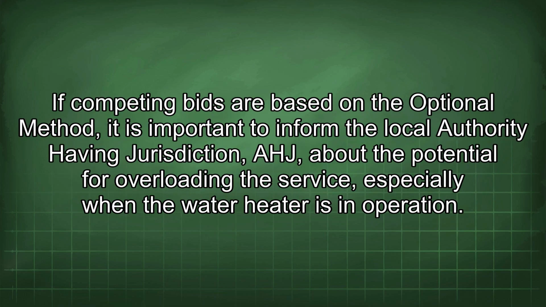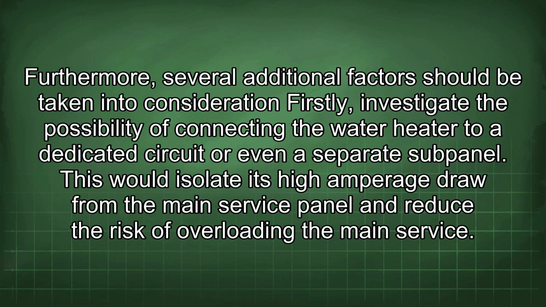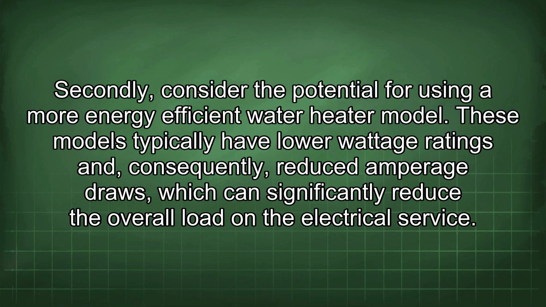If competing bids are based on the optional method, it is important to inform the local authority having jurisdiction, AHJ, about the potential for overloading the service, especially when the water heater is in operation. Furthermore, several additional factors should be taken into consideration. Firstly, investigate the possibility of connecting the water heater to a dedicated circuit or even a separate subpanel. This would isolate its high amperage draw from the main service panel and reduce the risk of overloading the main service. Secondly, consider the potential for using a more energy-efficient water heater model.